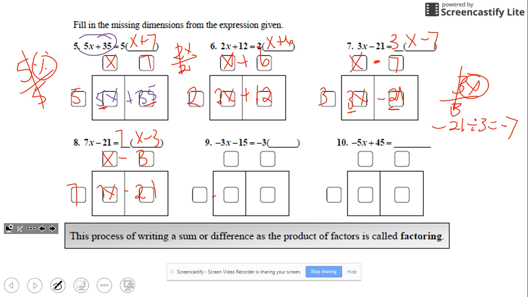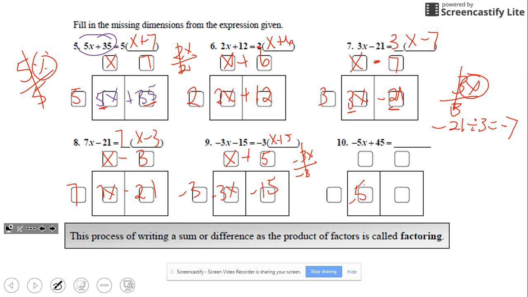So this next one, we have negative 3x and a negative 15. They kind of gave us a hint to pull out a negative 3. So negative 3x divided by negative 3, that goes away. It's a positive x. And then we have negative 15 divided by negative 3. That leaves us with positive 5. So x plus 5 there.